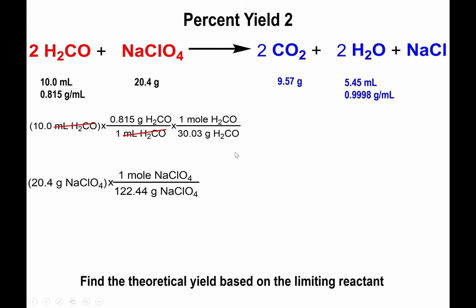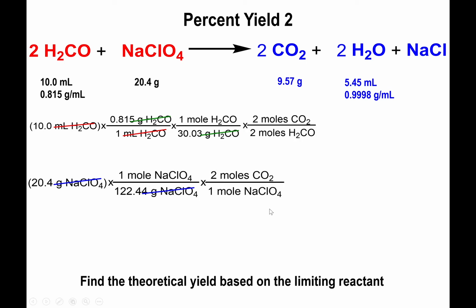And in order to make that happen, we first need to convert these to moles, right? So we divide the mass of H2CO by the molar mass of H2CO, multiply by 1 mole, and divide the mass of sodium perchlorate by the molar mass of sodium perchlorate. Now that the masses cancel out and you do have moles for the two reactants, you use the mole ratio that I was talking about a little earlier: 2 moles of H2CO on the bottom, 2 moles of CO2 on top, 1 mole of sodium perchlorate on the bottom, 2 moles of CO2 on top, based on the balancing coefficients of those three substances.